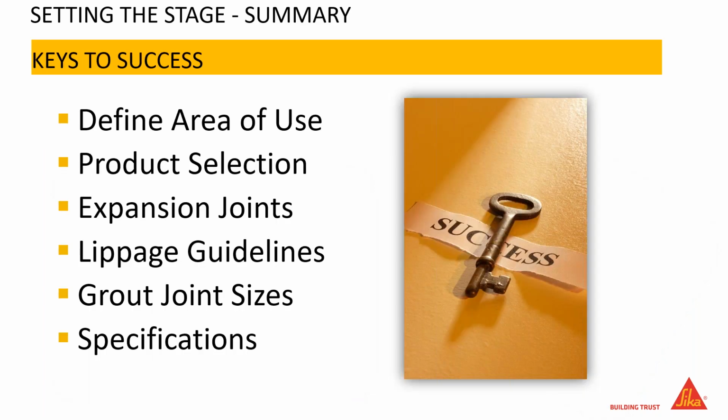So keys to success: define the area of use, product selection, expansion joints. We didn't talk about those in here. Expansion joints can be an entire webinar on its own, and I believe there are some that are already done on the NTCNA website and YouTube channels, but expansion joints, as we all know, are extremely important. Saw cuts are extremely important. The lippage guidelines, grout joint sizes, as well as the specifications. So these are all keys to success to make sure that installation, again, lasts a lifetime and the end user is completely 100% satisfied with what you've done.